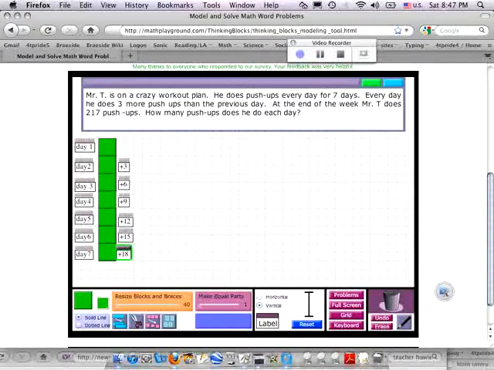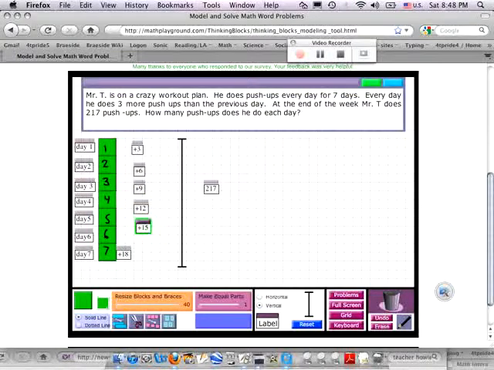And all of this totals 217. How many does he do each day? So in essence, you have to look here. We have 1, 2, 3, 4, 5, 6, 7 boxes plus, and let's figure out everything that we added here. You might need to do a little work on the side: 3, 6, 9, 12, 15, 18.